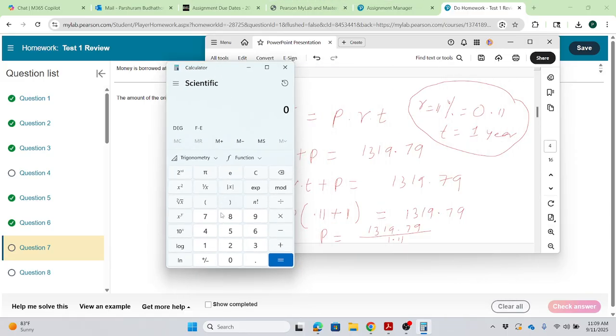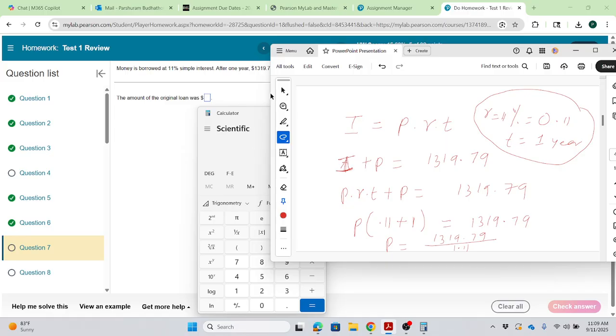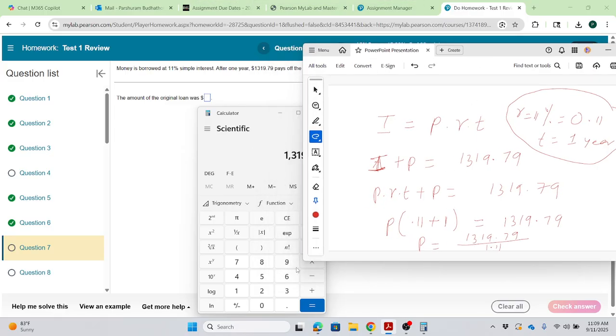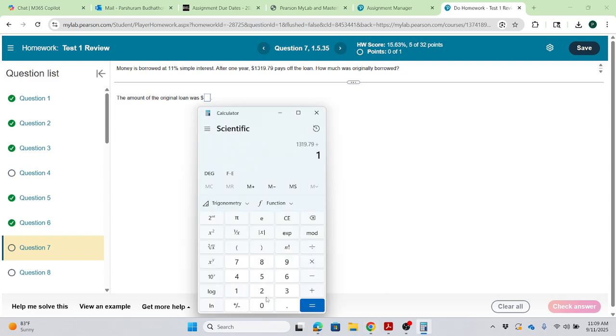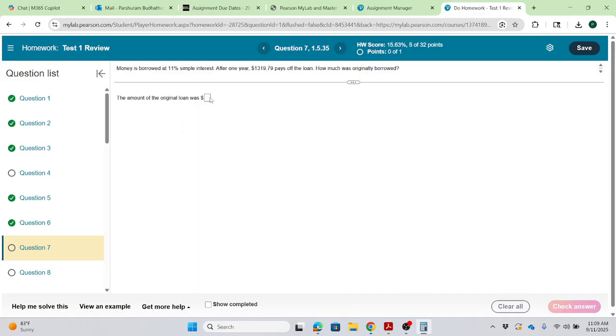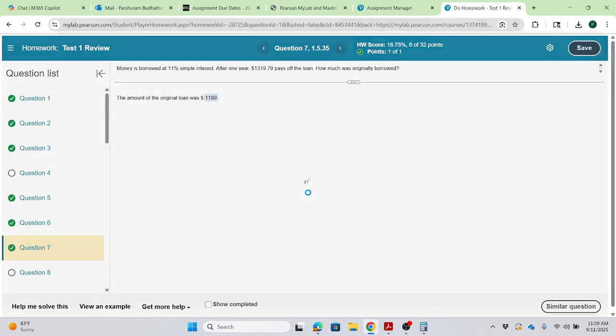Here type $1,319.79, which is the number we were given here, and divide by 1.11. So the original amount was $1,189. Okay.